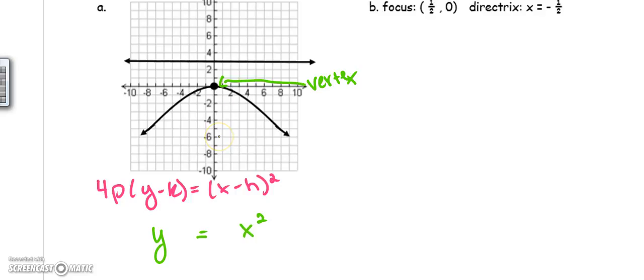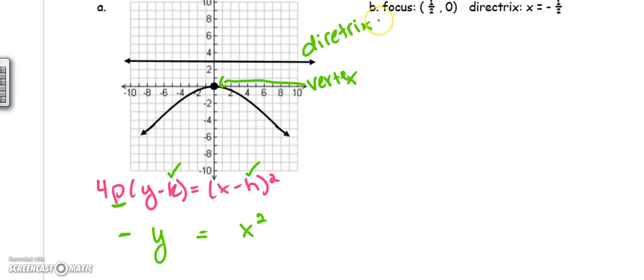Then it's opening down, so that means it's negative. So I'm going to put a negative sign in front of my y. Now that we have that, the only thing we have left, because we've taken care of k and we've taken care of h, is we need to find p. We know that p is the distance from the vertex to the directrix, and we have those two things right here. We've got the vertex and we've got the directrix.